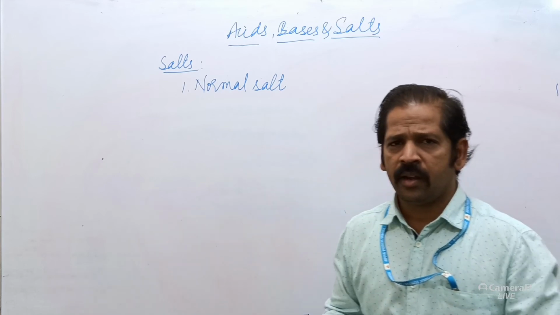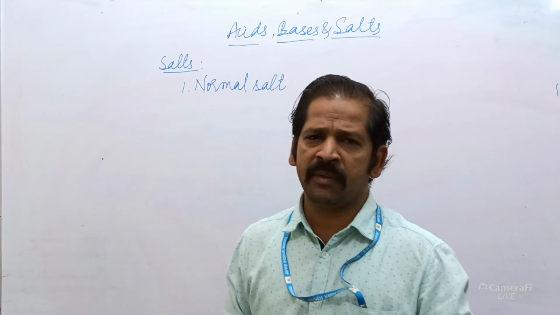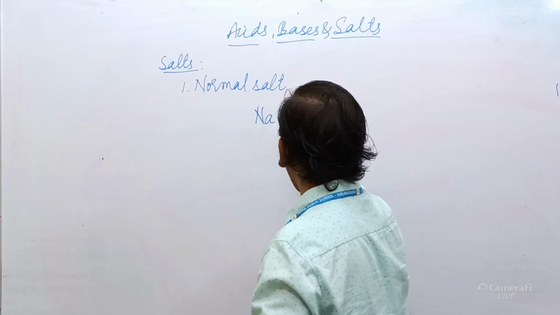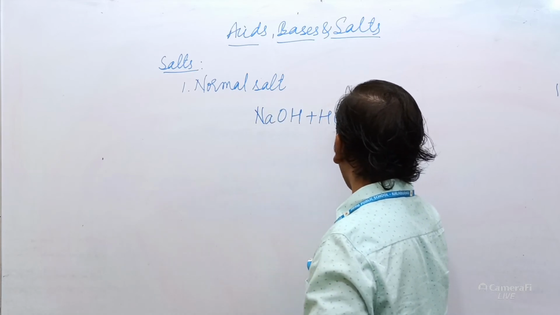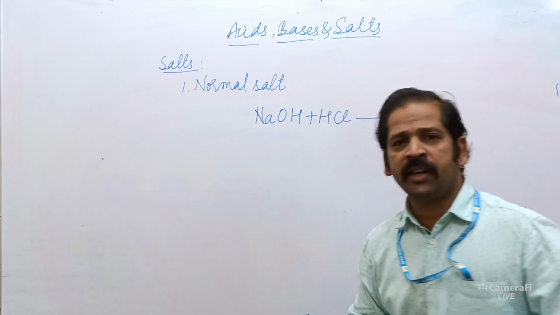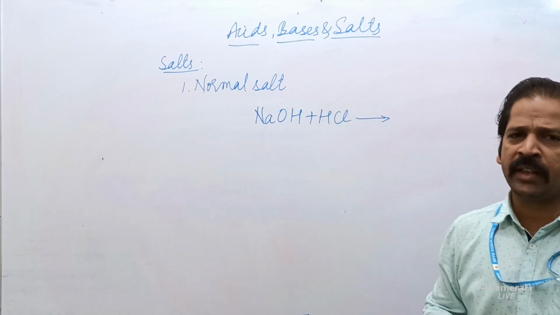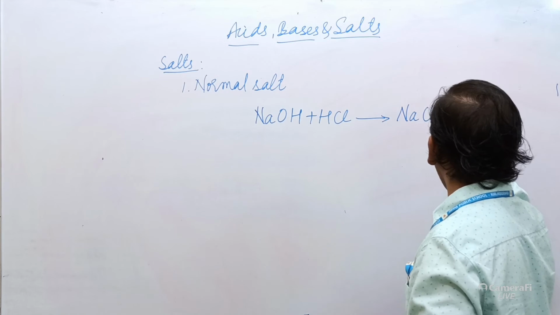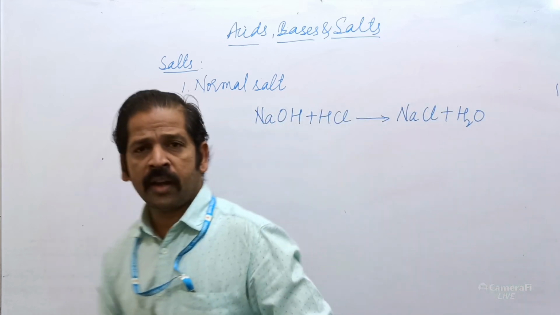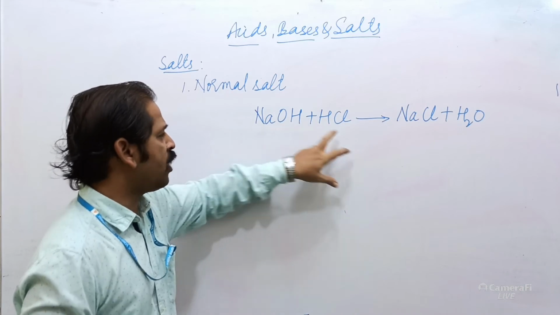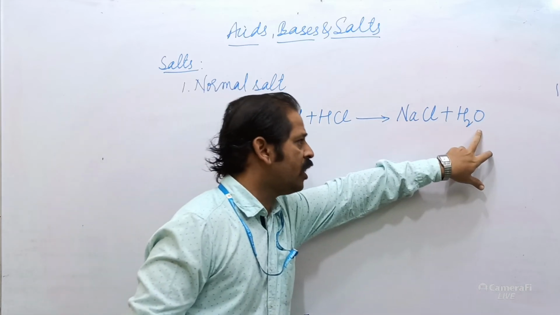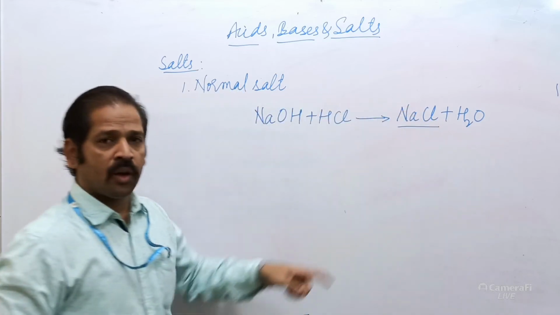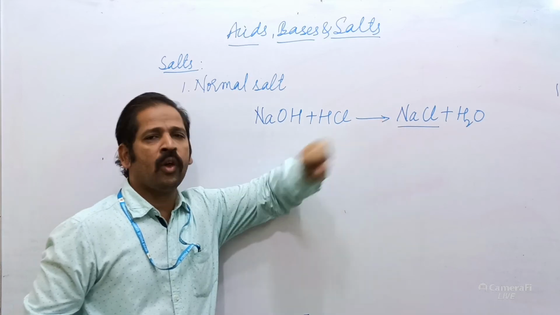For example, sodium hydroxide is reacting with hydrochloric acid to form sodium chloride and water. Yes, here is the reaction. This sodium chloride is considered as a normal salt.